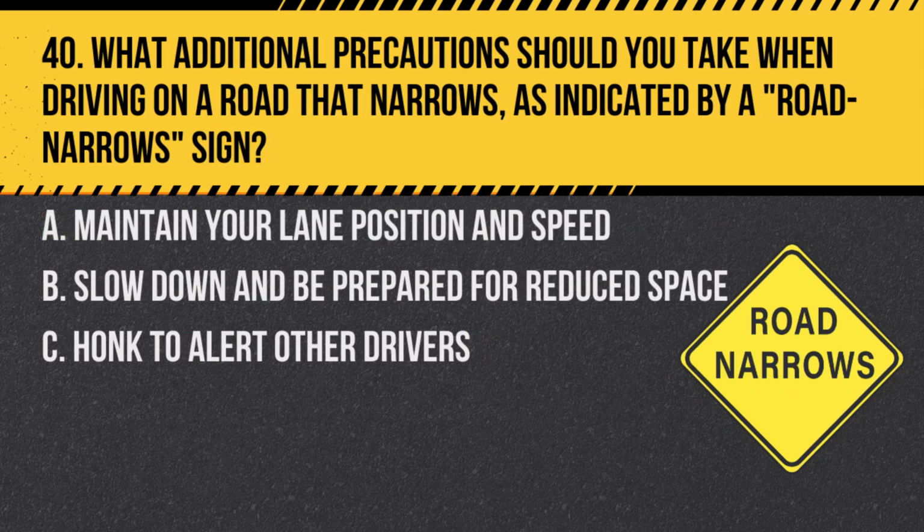Question 40. What additional precautions should you take when driving on a road that narrows, as indicated by a road narrows sign? A. Maintain your lane position and speed. B. Slow down and be prepared for reduced space. C. Honk to alert other drivers. Answer: B. Slow down and be prepared for reduced space. A narrowing road requires extra caution and potentially reduced speed.